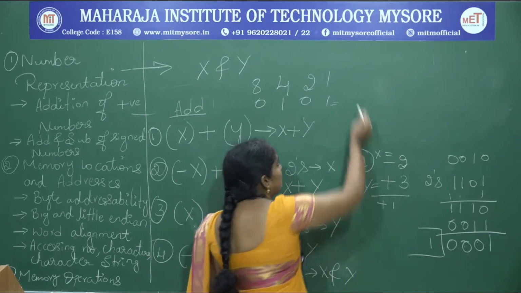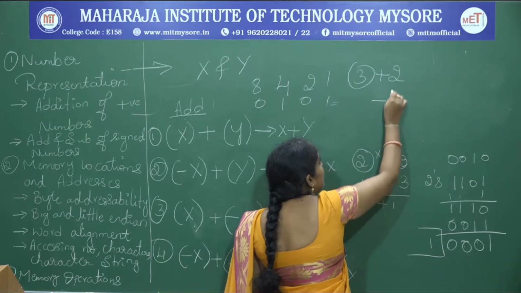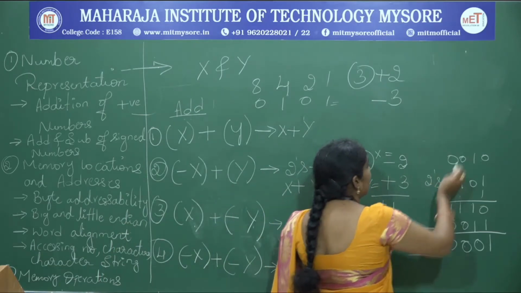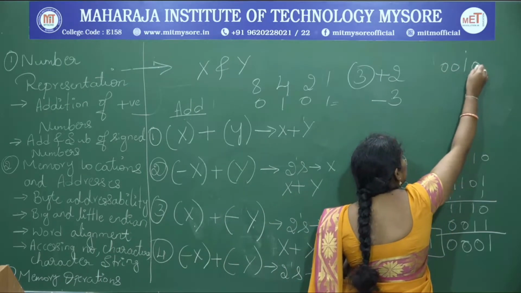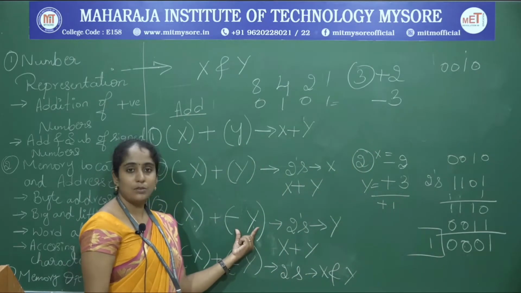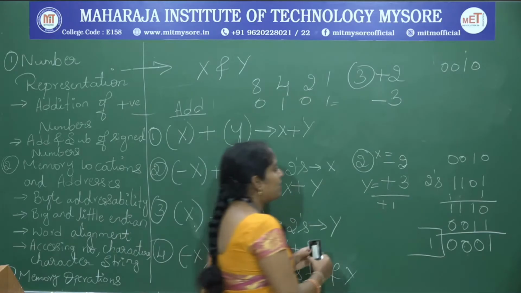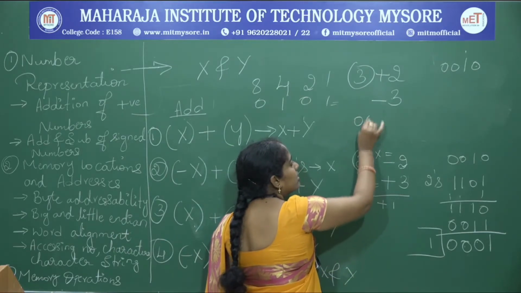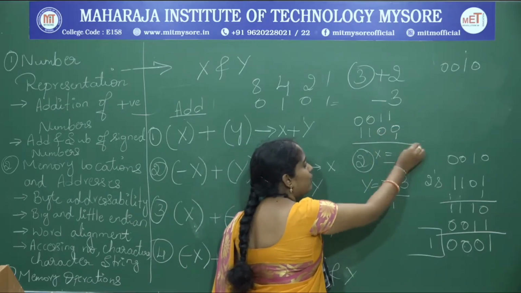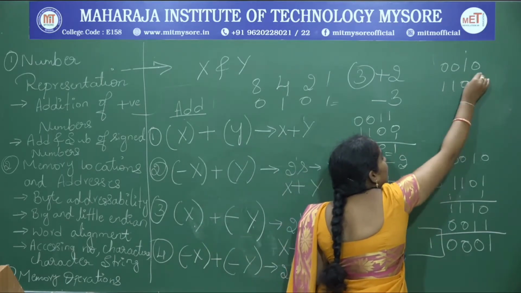Okay, next example: plus 2 and minus 3. For plus 2 it is 0, 0, 1, 0, but for minus 3, if y is negative, then you need to take the 2's complement of y. So for that, minus 3: 3 is 0, 0, 1, 1, take the 2's complement, 1, 1, 0, 0, and add 1, giving 1, 1, 0, 1, right. Now, 1, 1, 0, 1.